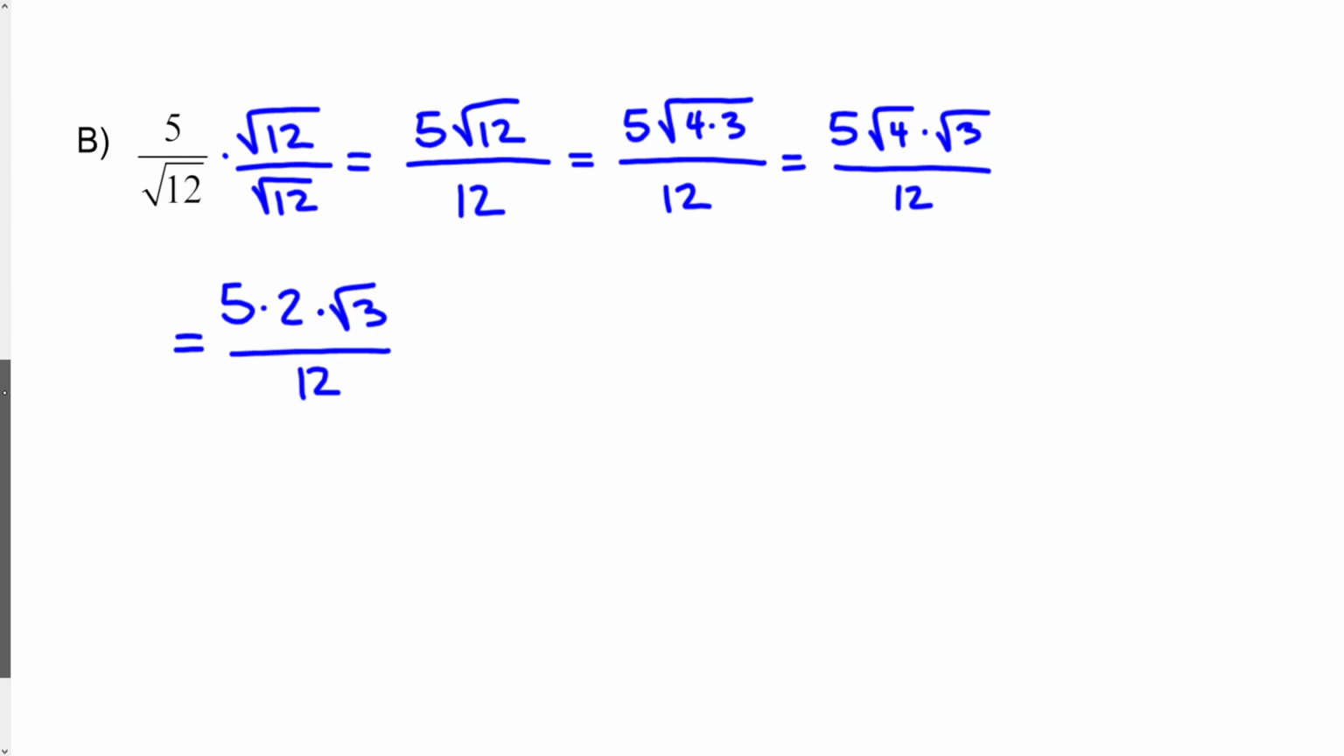That 2 now shares a factor with the 12. So let's cancel that out. So we have 5 square root of 3 divided by 6. That's the fully simplified answer here. And that's what the answer in the homework is going to be looking for.